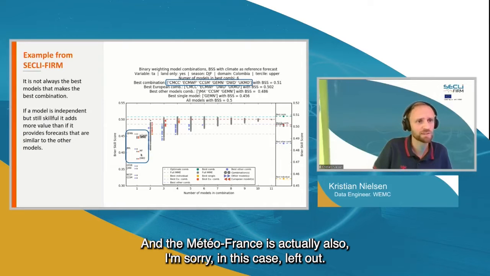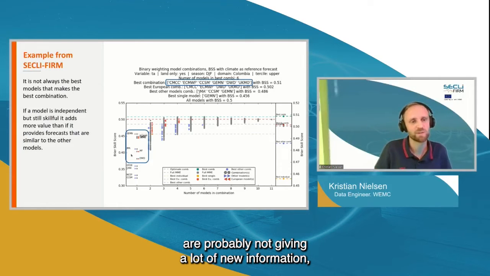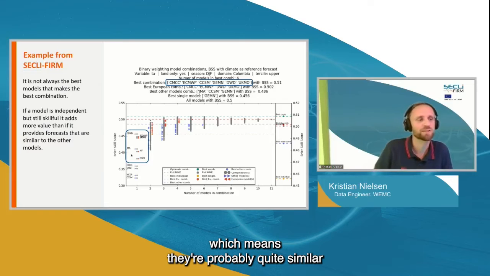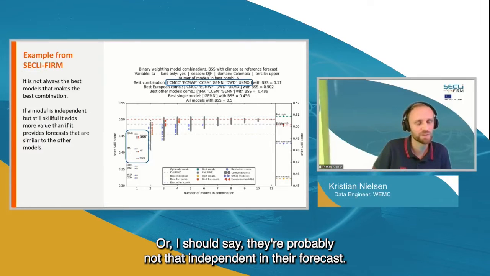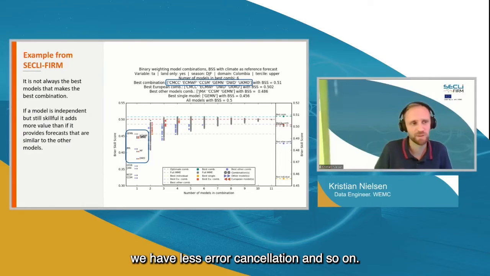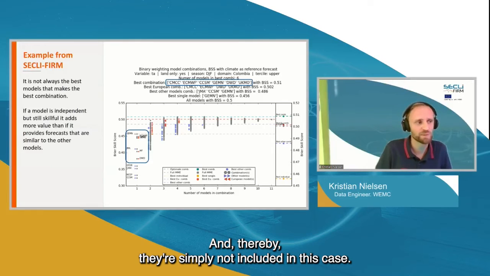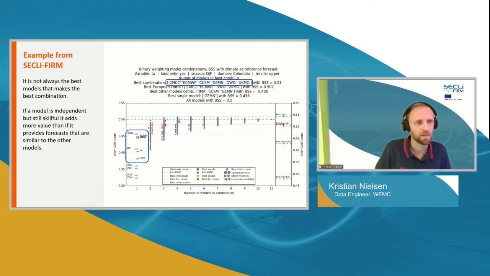And the Meteo France is actually also, sorry, in this case, left out. And it's simply because these models are probably not giving out a lot of new information, which means they're probably quite similar to some of the other models up here. Or I should say, they're probably not that independent in their forecast. And by not being independent in their forecast, we have less error cancellation and so on, and the overconfidence is not tackled as much. And thereby, they're simply not included in this case.